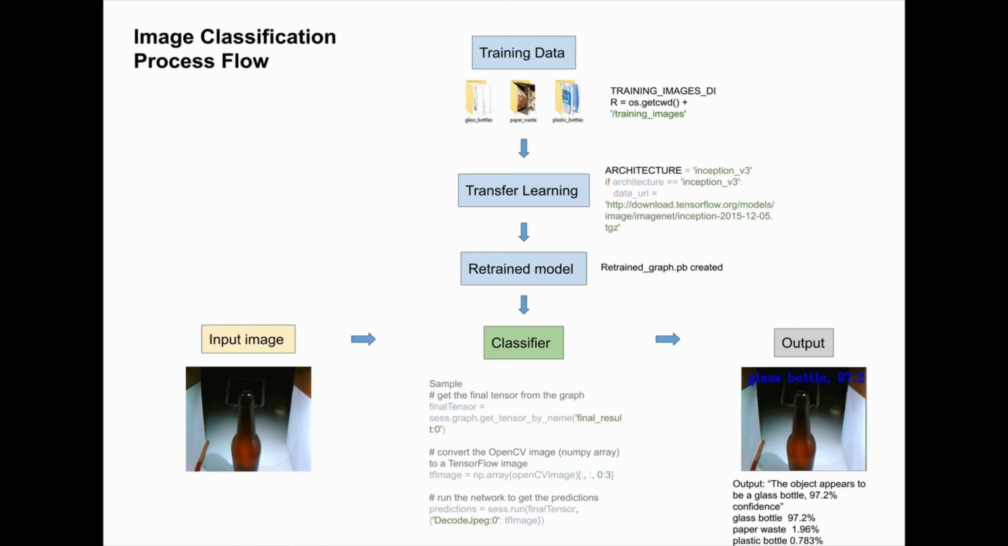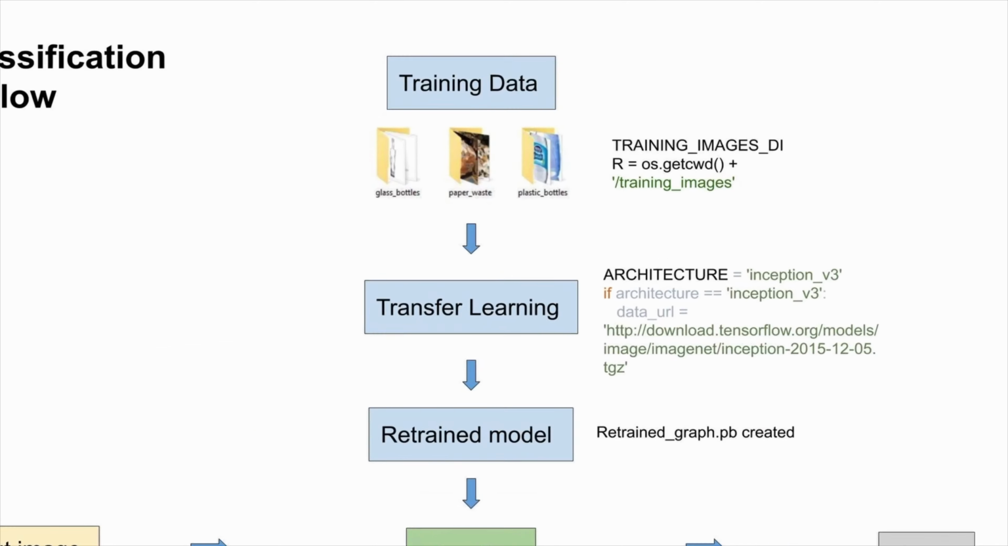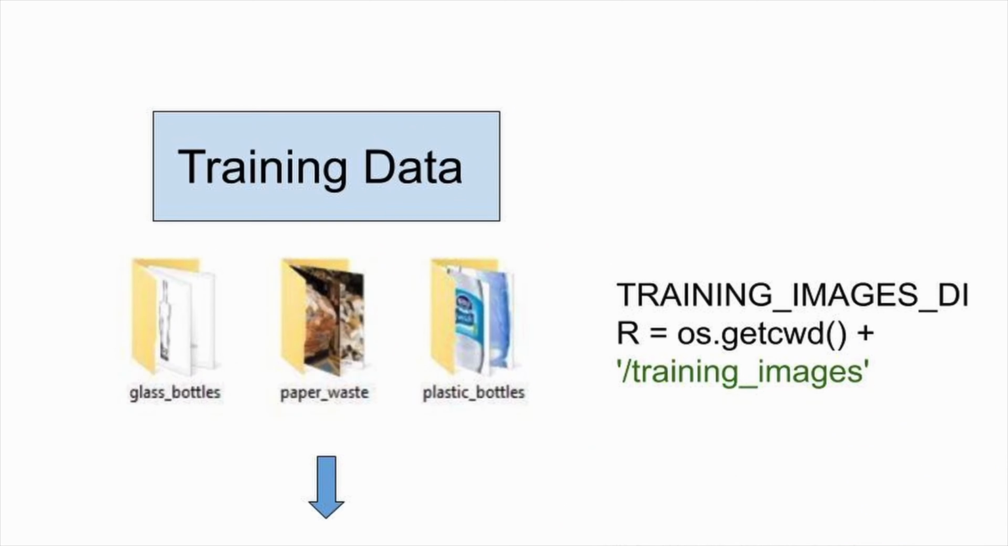The following figure is the process flow of our TensorFlow image classifier. Before the classifier can be used, we must build it. This starts with connecting the program with our photo directory of glass bottles, plastics, and paper waste, with each category containing over 100 pictures.